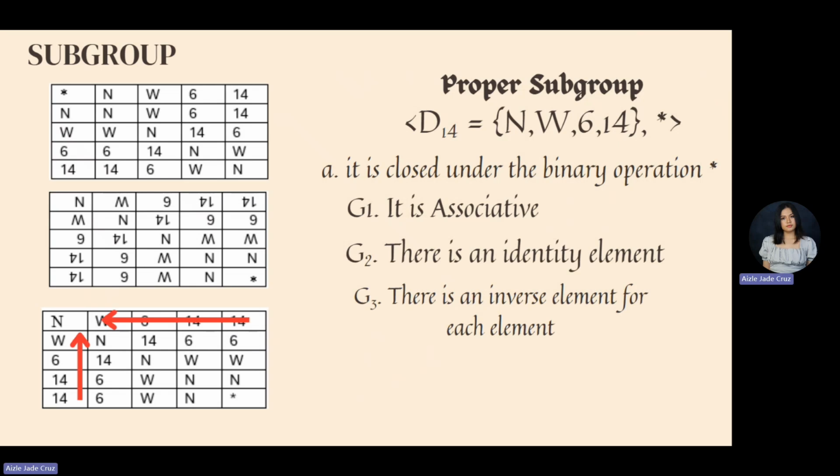Then G sub 3, there is an inverse element for each element: N inverse is equal to N, W inverse is equal to W, 6 inverse is equal to 6, 14 inverse is equal to 14. Therefore, the subgroup D sub 14 consisting of the elements N, W, 6, and 14 under the binary operation star is a subgroup because it satisfies all the conditions of being a group.